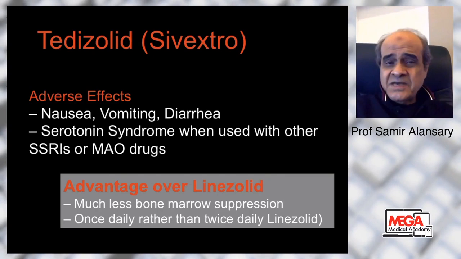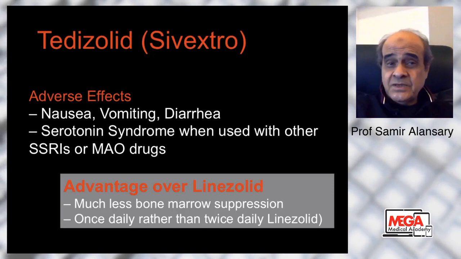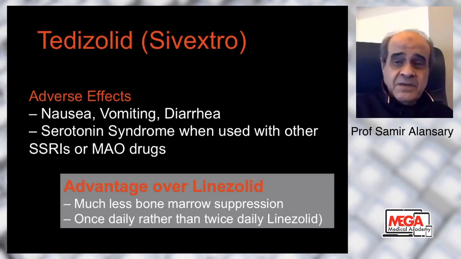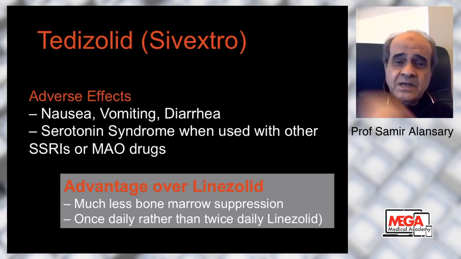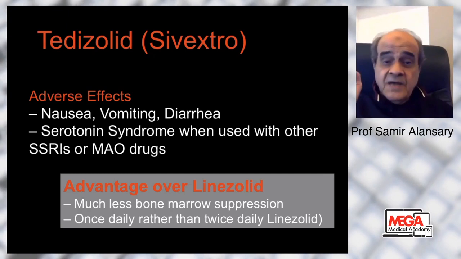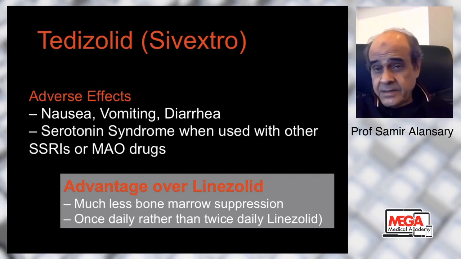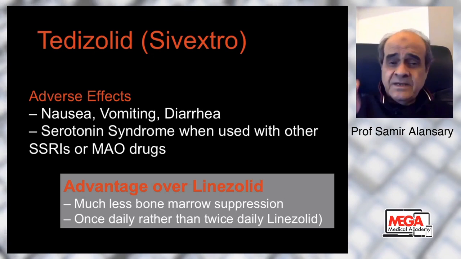It may cause nausea, vomiting, diarrhea, and serotonin syndrome, especially when linezolid or tedizolid is used with other drugs like SSRIs, serotonin uptake inhibitors, or monoamine oxidase inhibitors, especially in depressed or psychiatric patients; you have to take care. You may face your patient febrile, rigid, and exhibiting abnormal movements. Advantage over linezolid: tedizolid has much less bone marrow suppression, especially leukopenia and thrombocytopenia. You can use it once daily.